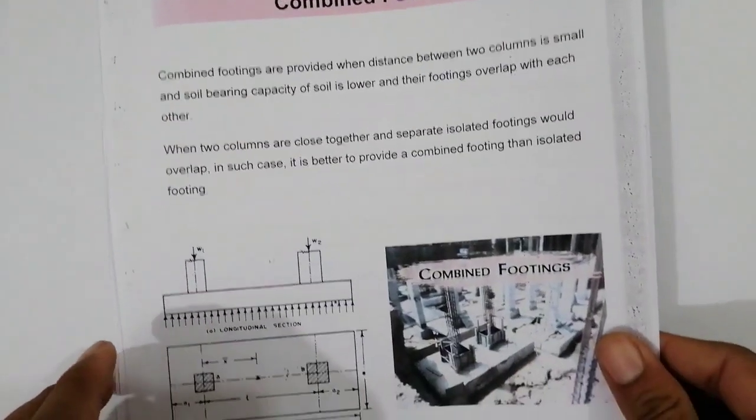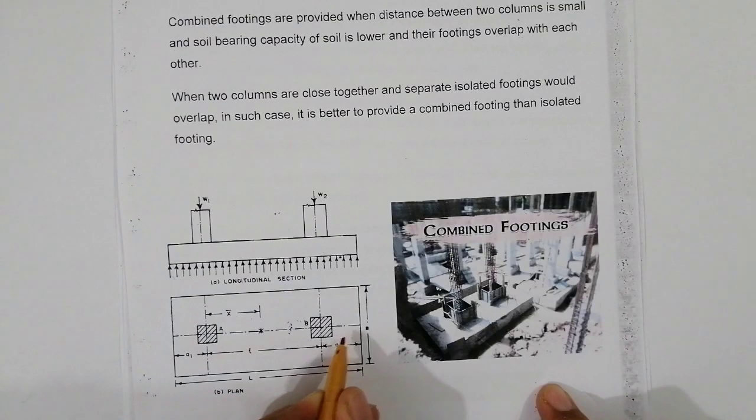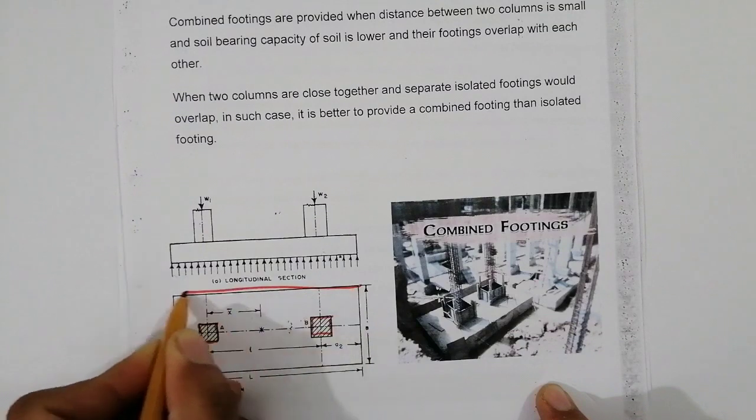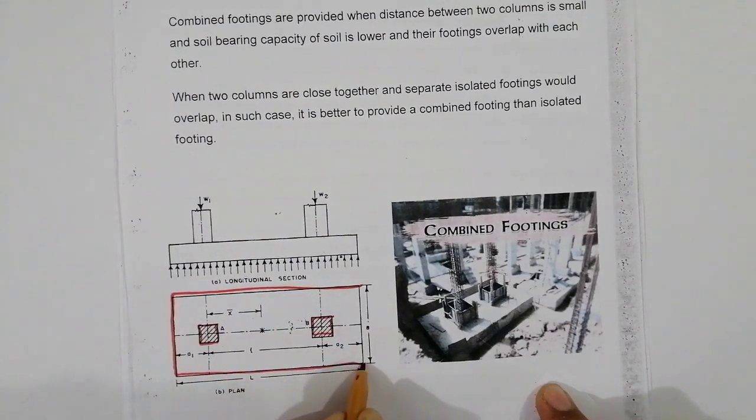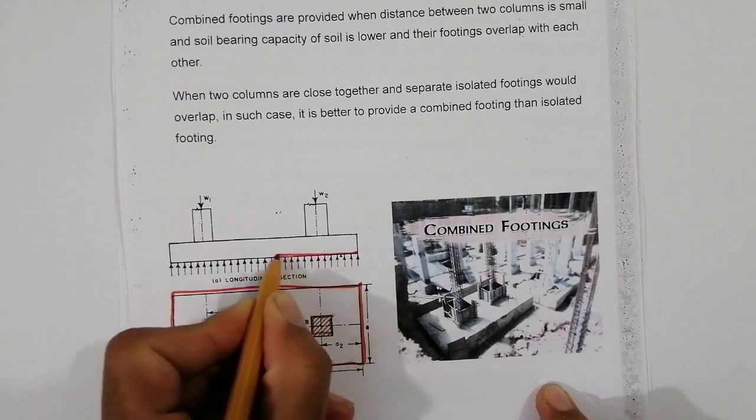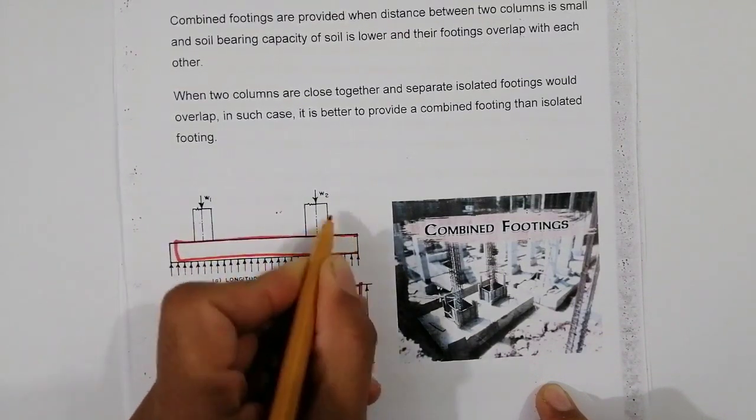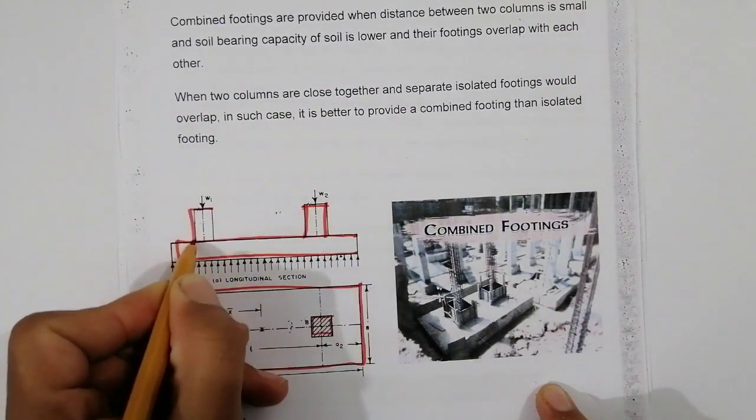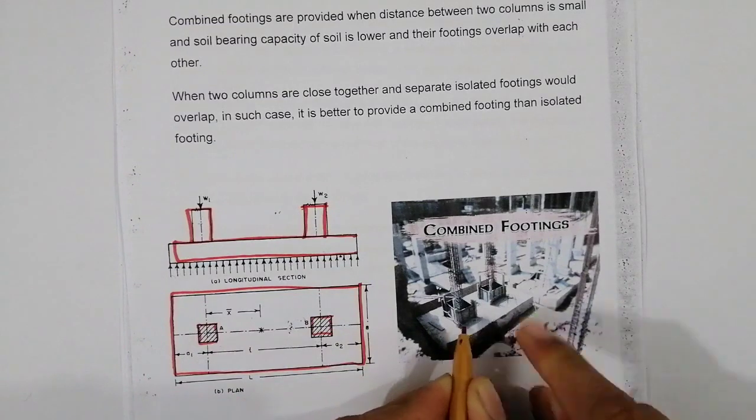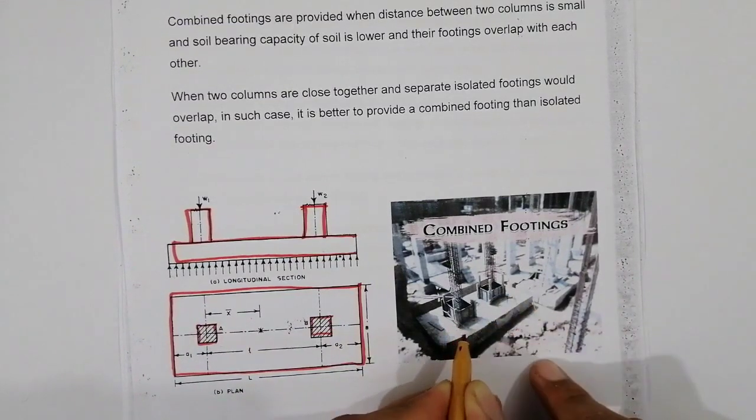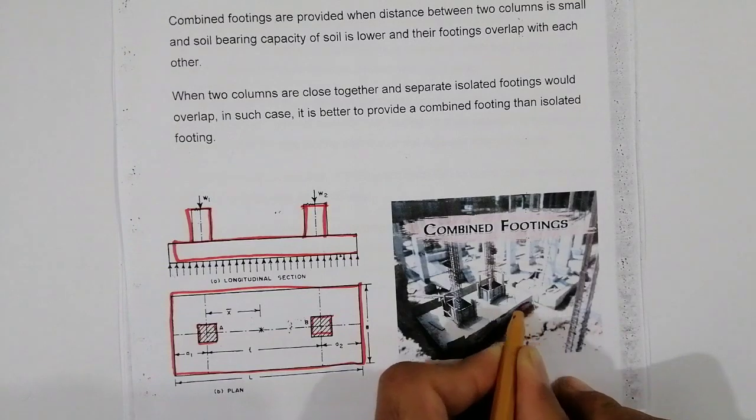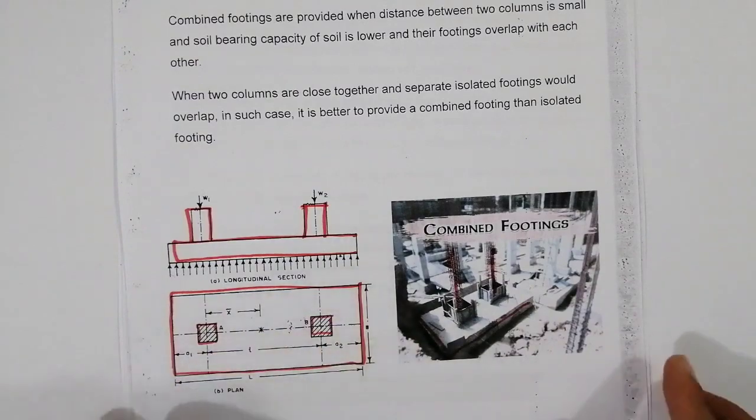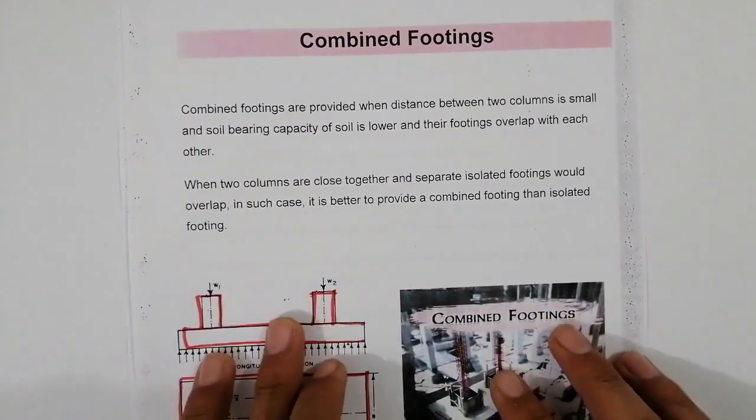You can see guys, in this picture, this is a combined footing. This is one column, this is the second column, and this is called a combined footing. This is the plan of the combined footing. This is the cross section of the combined footing. This is one column, this is the other column, right? And you can see here in the 3D picture, this is called a combined footing. This is the footing, this is one column, this is the other column. Now guys, let me discuss more.